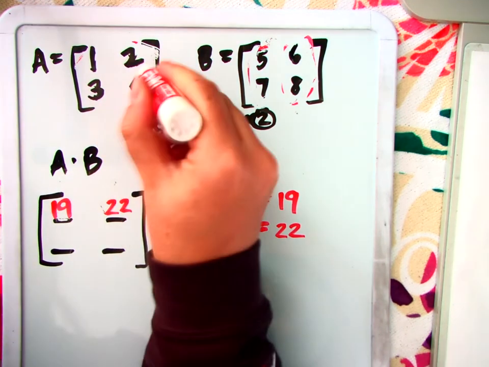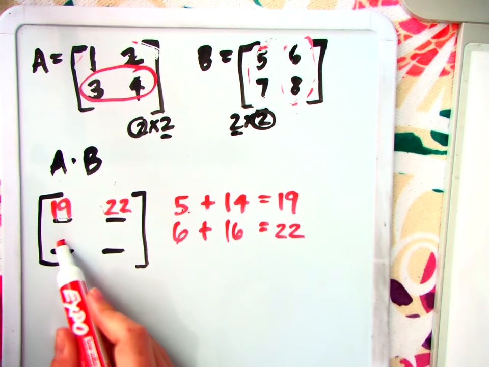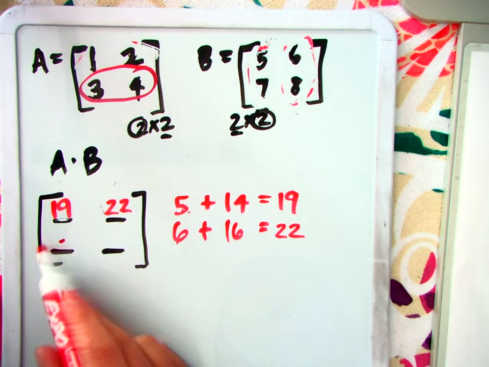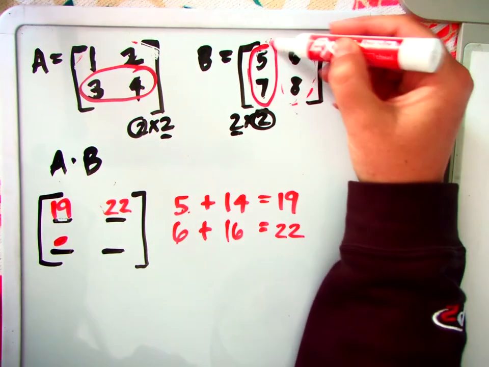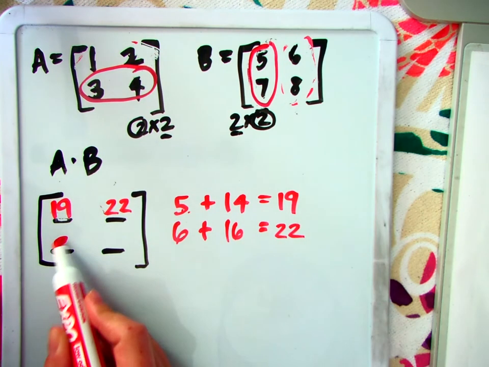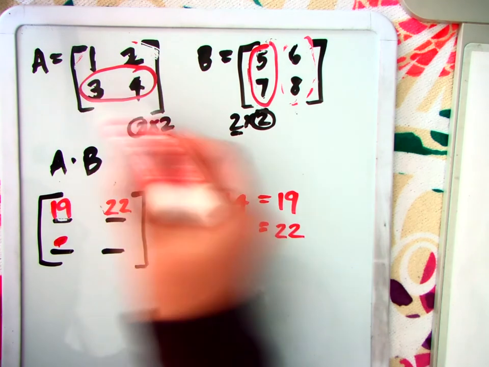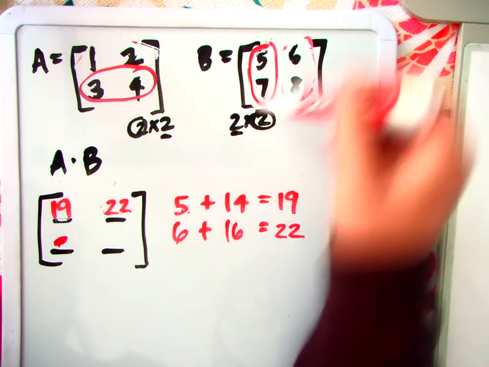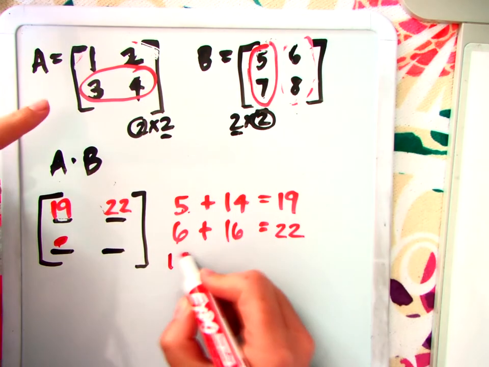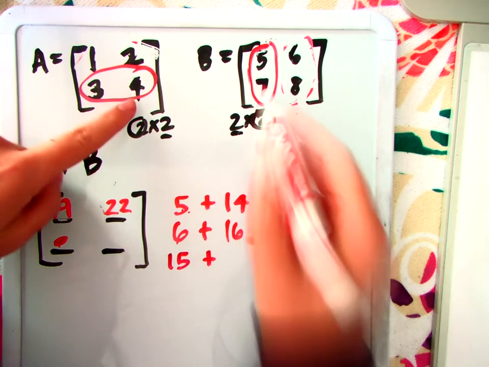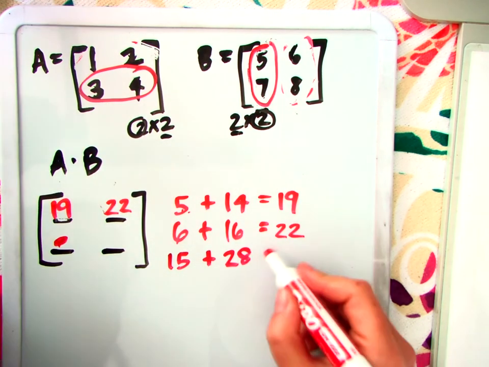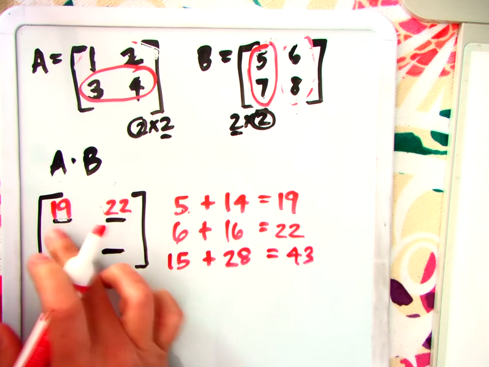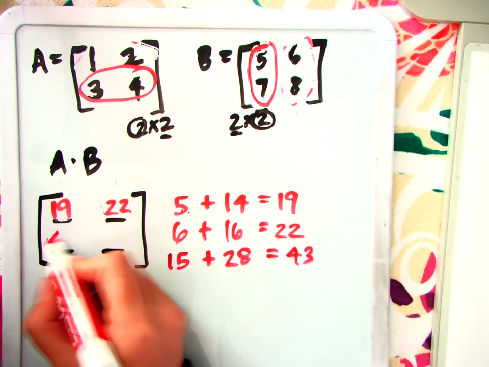now I'm working on my second row, right? These two numbers are on the second row. This number is the second row, but it's the first column. So to get this product, I do second row, first column. 3 times 5, 15, plus 4 times 7, 28. So 15 plus 28, 43. That's what goes right here.